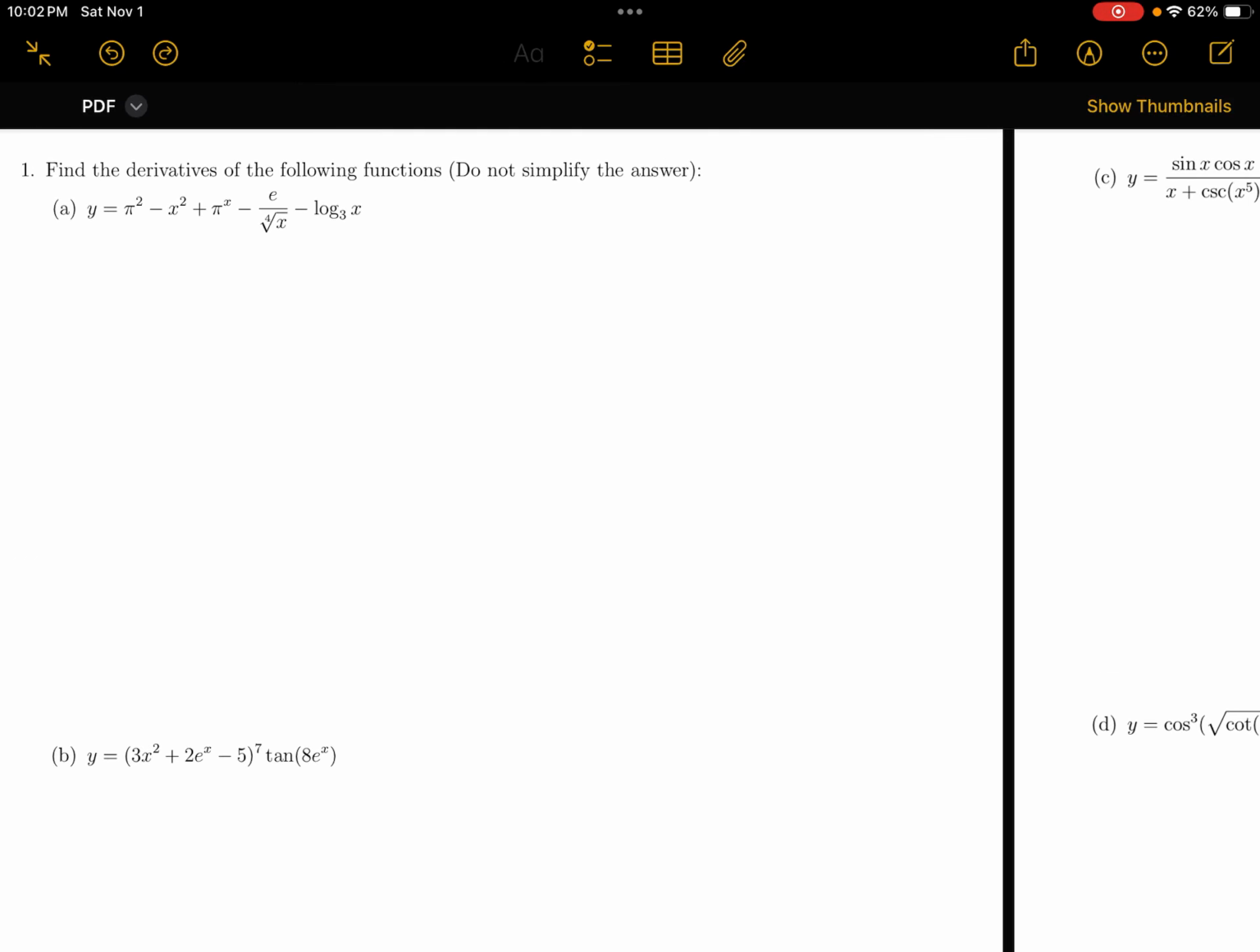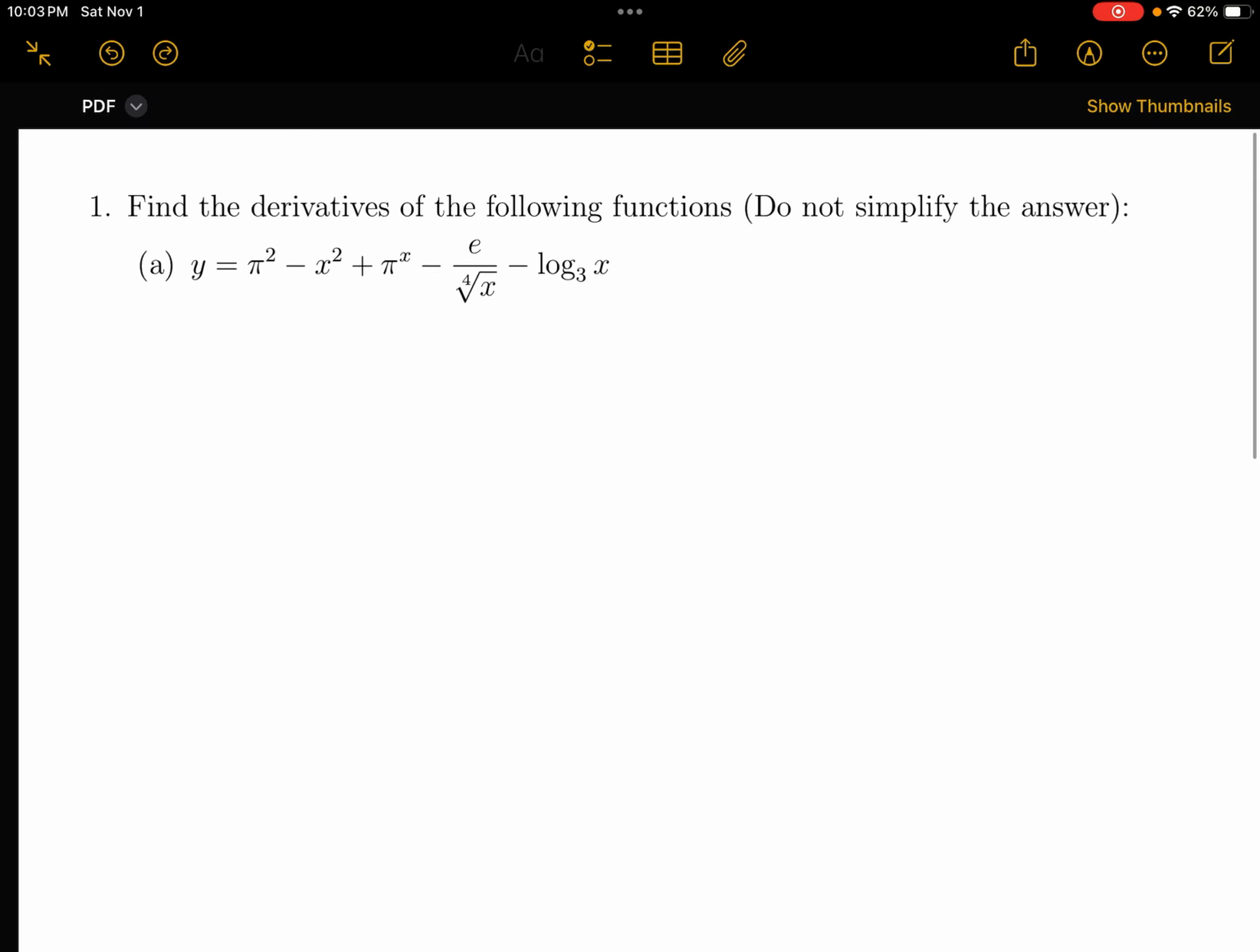Okay, so here are the solutions of all the tests that we have. First, we're gonna start with the first problem right here. So I'm just gonna rewrite this function as pi squared minus x squared plus pi to the power of x minus e times x to the power negative 1/4 minus logarithm of x base 3.